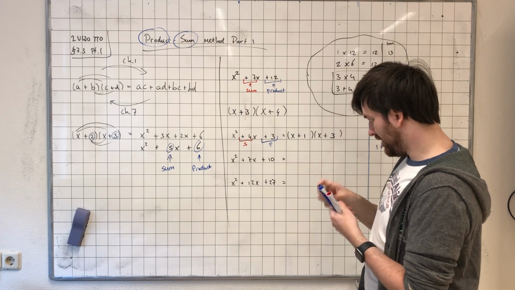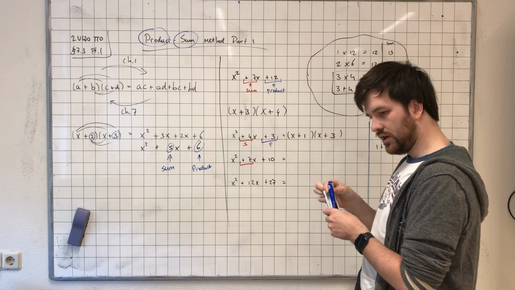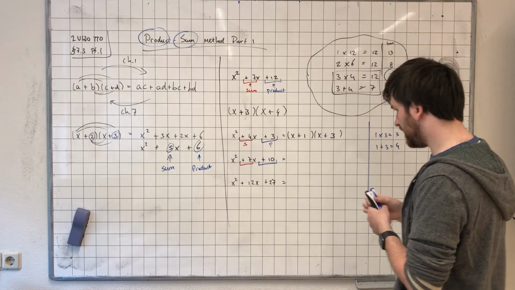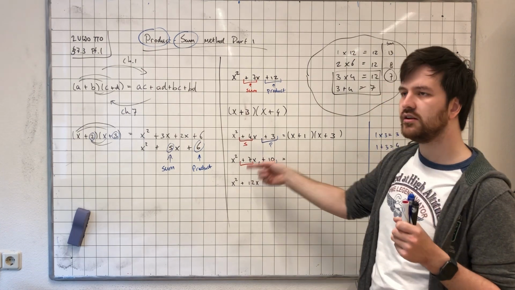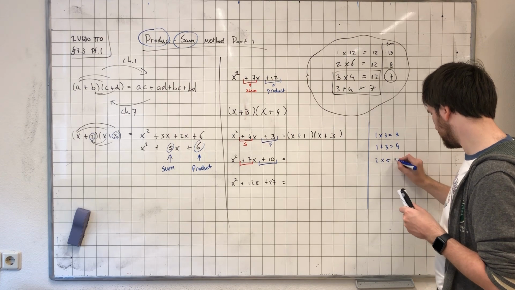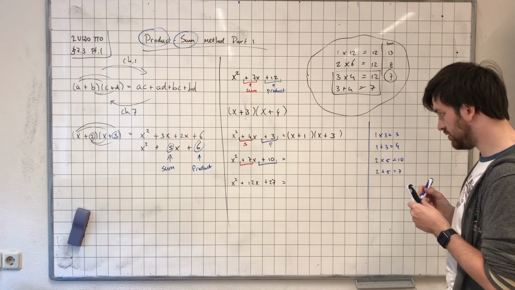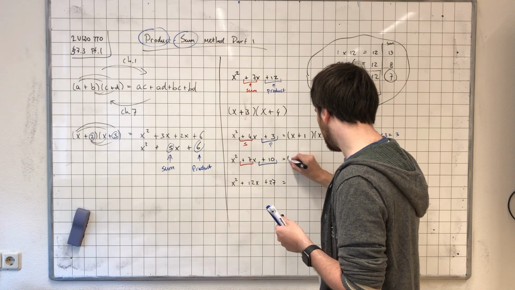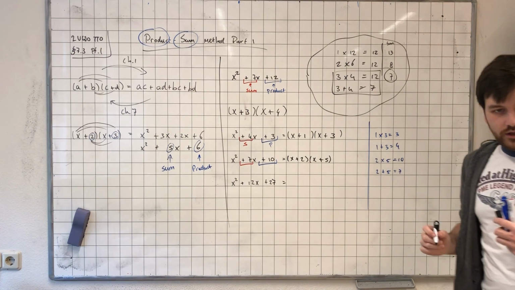Next one. Our sum 7 and our product is 10. So how can I get 10? 1 times 10 is 10, but 1 plus 10 is 11 and not 7. 2 times 5 is also 10, and 2 plus 5 is 7, which means we have our product and our sum. So we'll use the numbers x plus 2 and x plus 5. Yes, Jort?